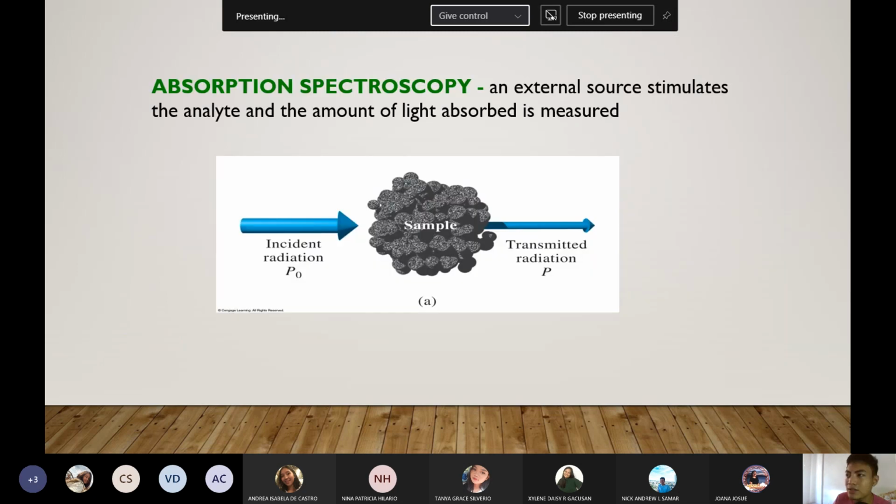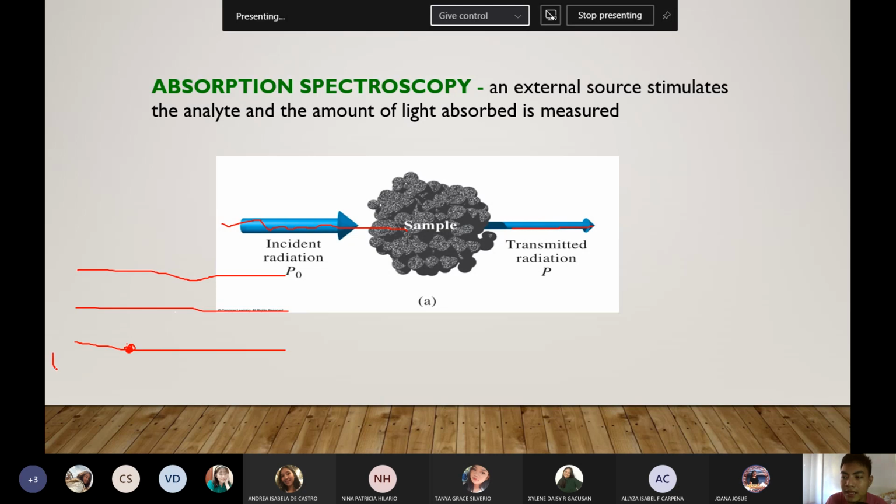Next is absorption spectroscopy, which is somewhat similar. What happens here is that you have incident radiation, typically light. You pass the light through your sample, and the sample may absorb that light, which means only a little will be transmitted at the end. Why? It has something to do with electrons. Suppose these are the energy levels.